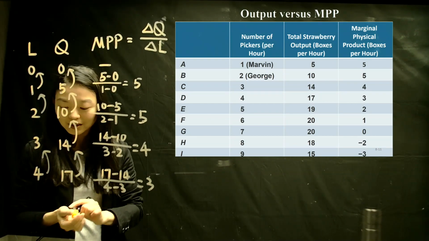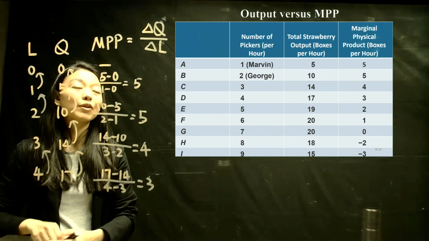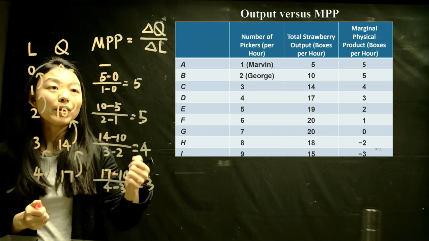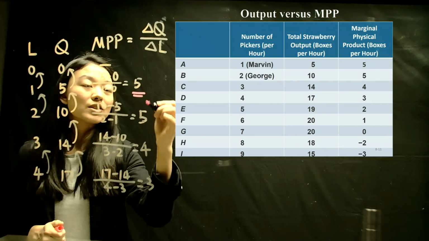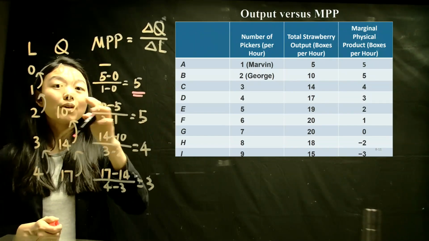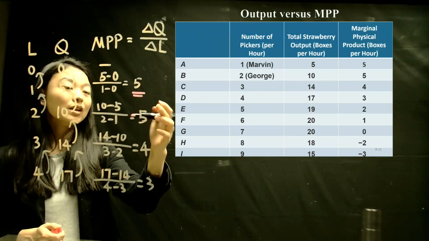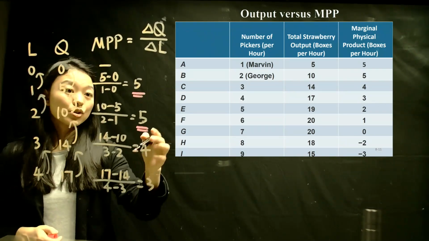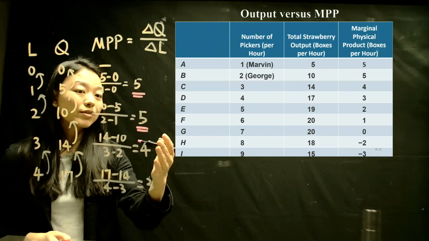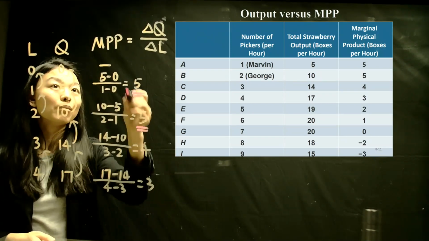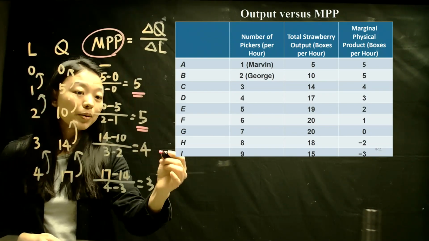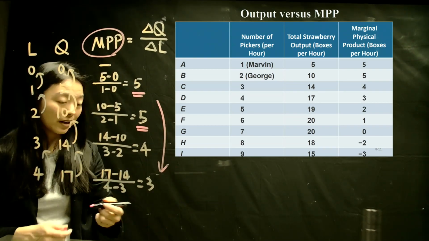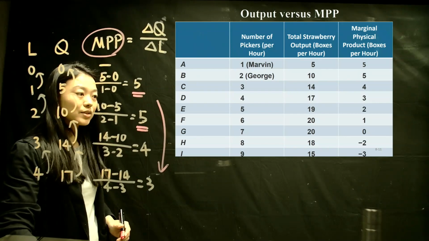So you might see this is very similar to the garbage truck example. At the beginning, the marginal physical product for Marvin equals 5 boxes. If we hire one more worker, the marginal physical product for George is still 5. However, if we hire more and more workers, the marginal physical product typically declines, right? Typically declines.